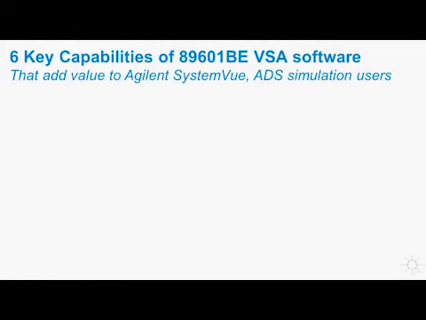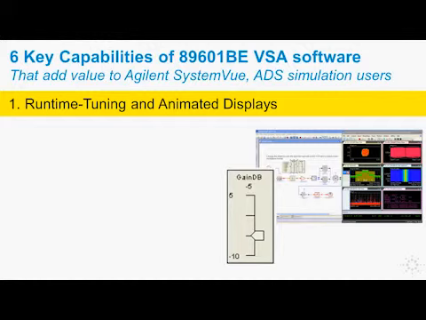There are actually 6 key capabilities of the 89601BE VSA software that will add value to SystemVue and ADS users, going beyond the plotting capability in those platforms. The first is runtime tuning and animated displays of simulations that continue to run over time. In both SystemVue and ADS, sliders are available to allow lifelike interaction with simulation results, much like a test bench.